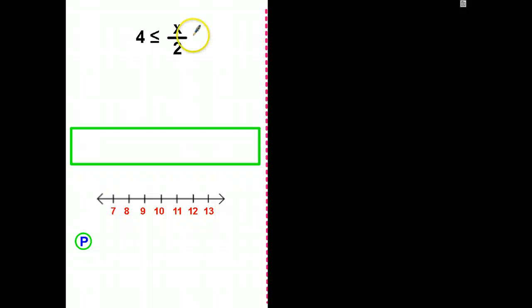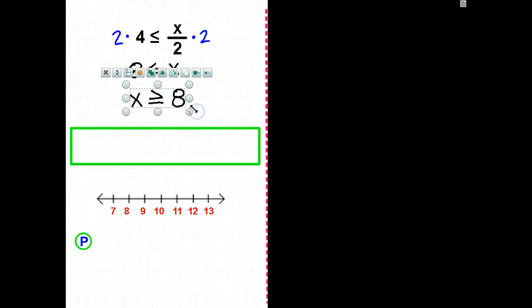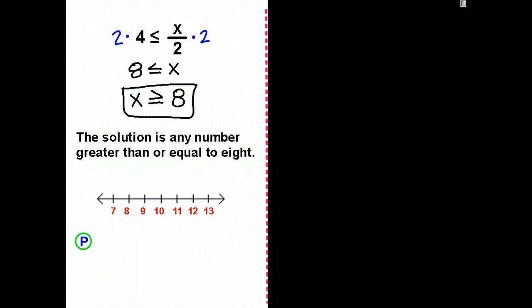So I see that x is being divided, so I'm going to multiply both sides by 2. So I would end up with 8 is less than or equal to x. But remember, I stressed in class that you must have x on the left-hand side. So we're going to flip the x and the 8 around, and my alligator continues to eat the x just like it did up above. So in this case, my solution is x is greater than or equal to 8. And again, we need to put a description of our solution: any number greater than or equal to 8.